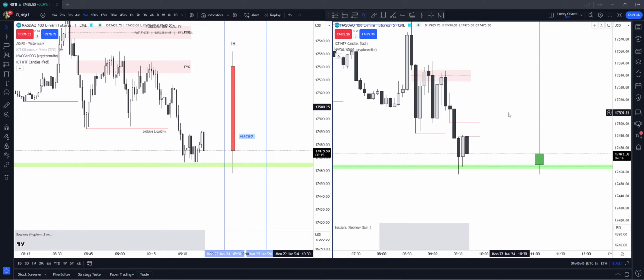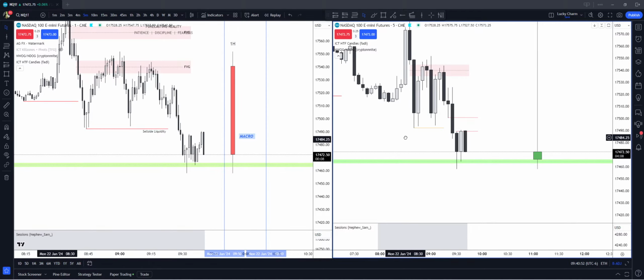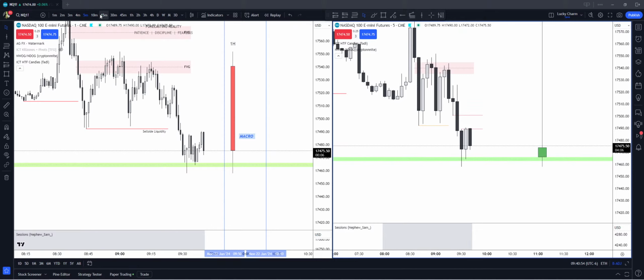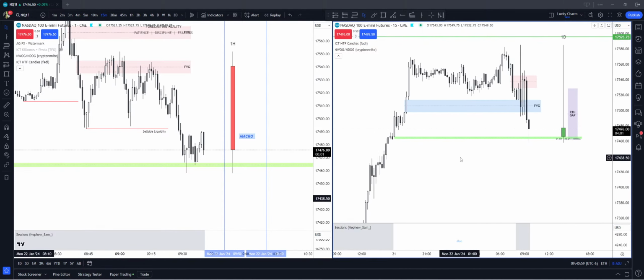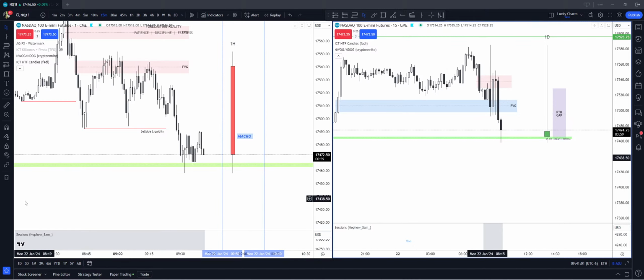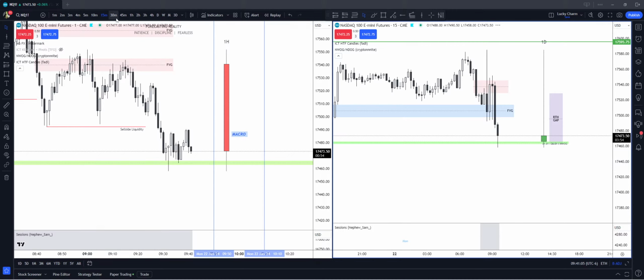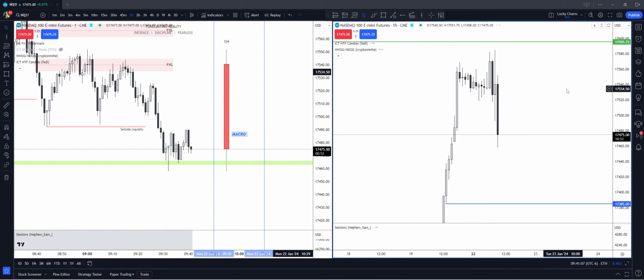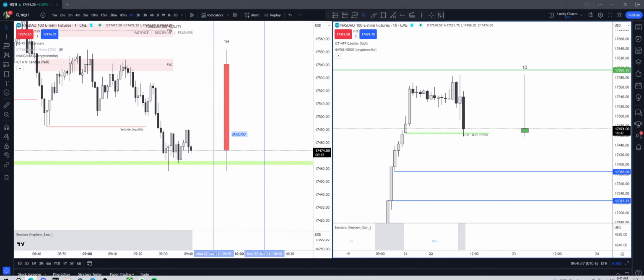NQ has already closed the new week opening gap, which is this neon shaded area here. So all I'm really doing is trying to gain a better perspective as to what price would want to do during this macro, because I'm not trying to engage with price until we dig into that macro. And if there is something, doesn't mean there will be.